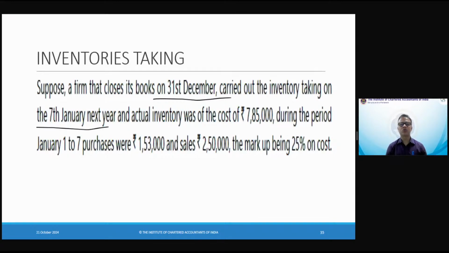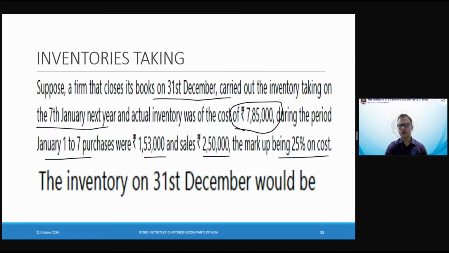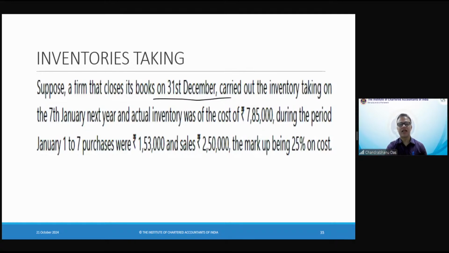Now I would like to ask the class: the cost is given, and there are purchases and sales given. The question is, we have to find the inventory on 31st December. I would like to ask the class whether we should go through a closing stock approach or an opening stock approach. Let me see who answers it.